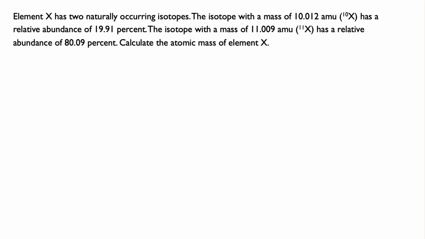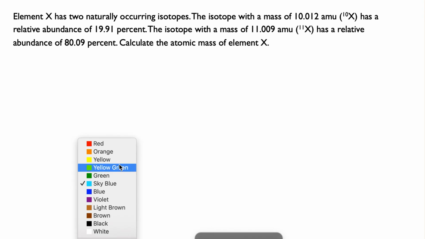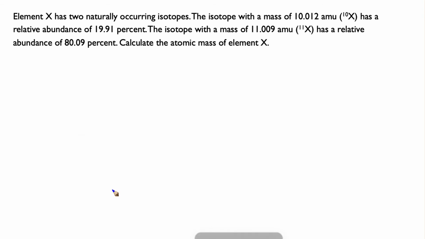Element X has two naturally occurring isotopes. The isotope with a mass of 10.012 AMU, 10X, has a relative abundance of 19.91%. The isotope with a mass of 11.009 AMU, 11X, has a relative abundance of 80.09%. Calculate the atomic mass of element X.